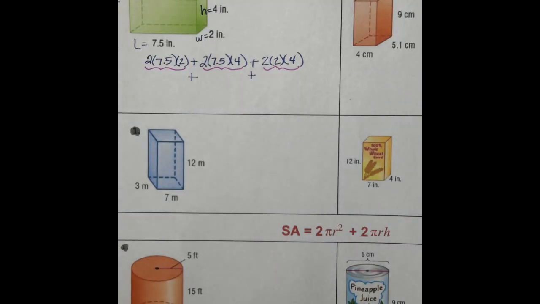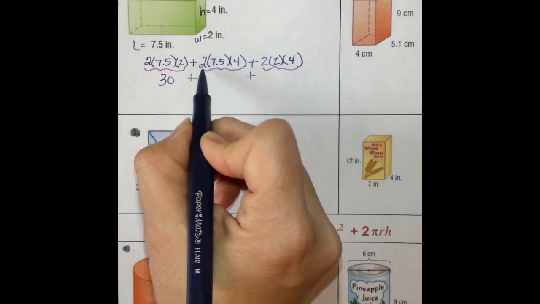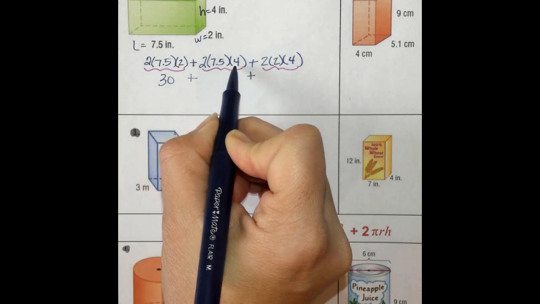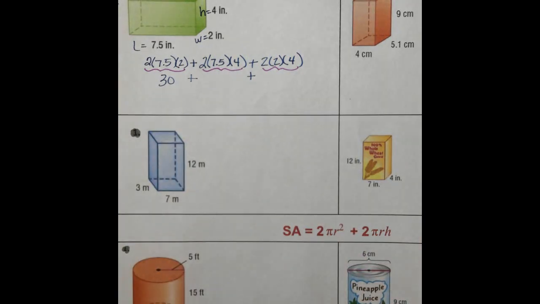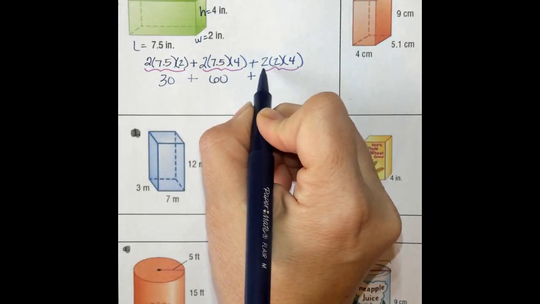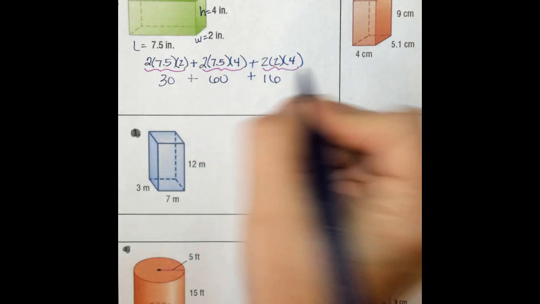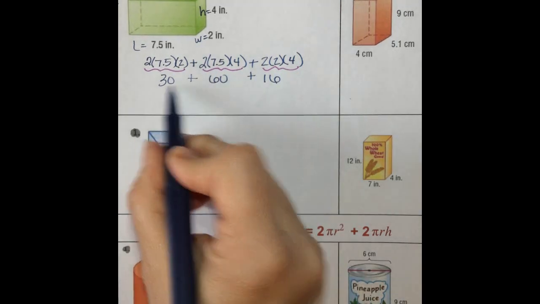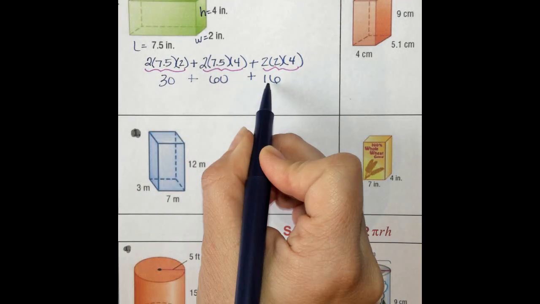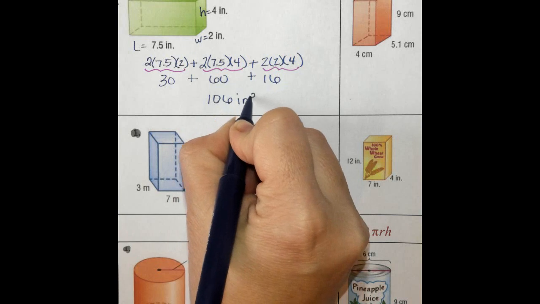So 2 times 7 5/10 times 2 gives us 30. Then length, 2 times length times height, or 2 times 7 5/10 times 4 gives us 60. And then the third group, 2 times width times height. 2 times 2 is 4. 4 times 2 is 16. Finish it off, we add. 30 plus 60 is 90. 90 plus 16 is 106. And because we're finding area, it's going to be units squared.